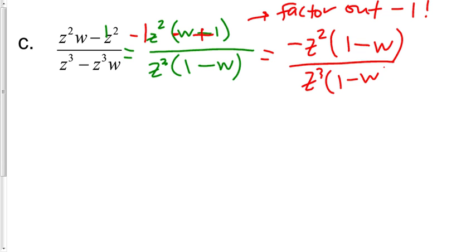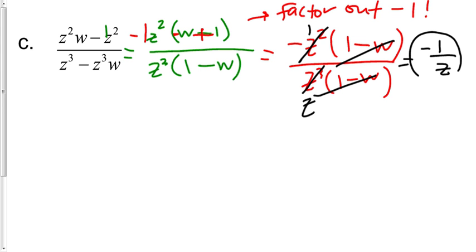Now I can cancel out the common factor. 1 minus w is a common factor. I've got a z squared that I can factor out here. And that leaves me with 1 over z. Z squared over z cubed. You've got one more z in the denominator, so my final answer is negative 1 over z. Everything else canceled out.